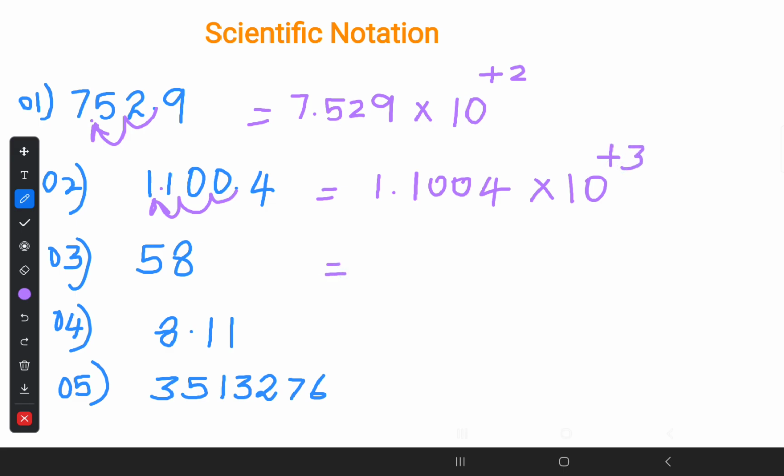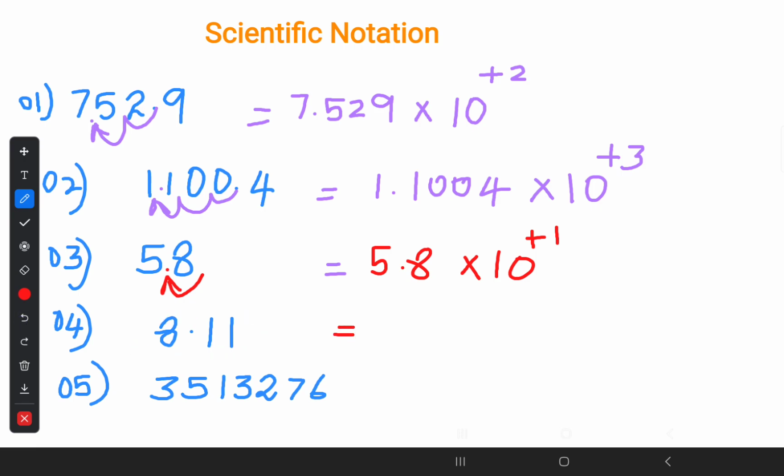And next one, I told you here there is no decimal, so you should conclude the decimal is located after the last digit of this number. Since there are two digits, the decimal should be located after 8. 5.8 with 10 to the index of positive 1.